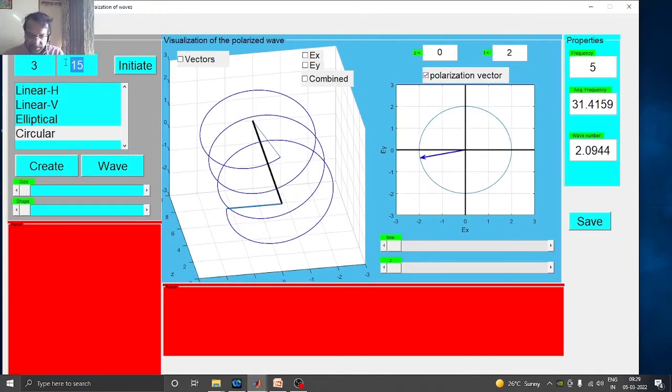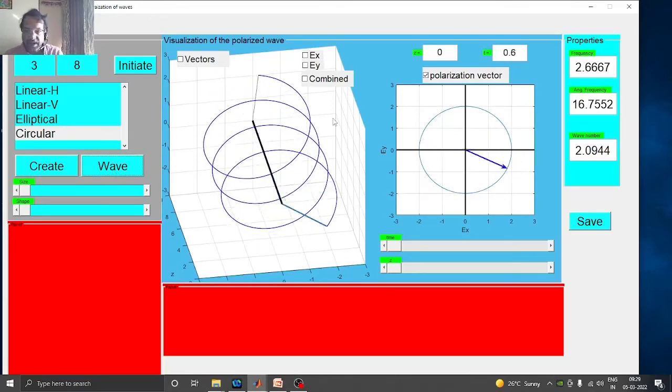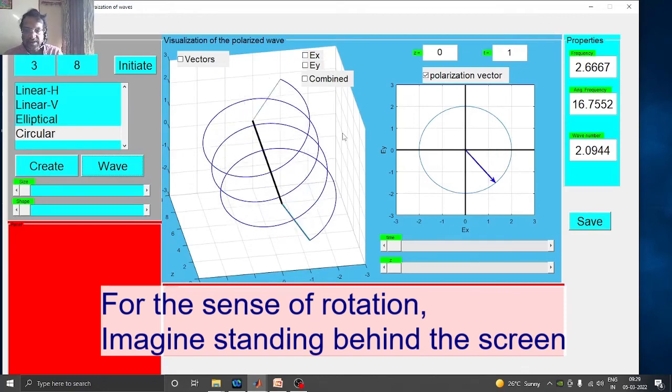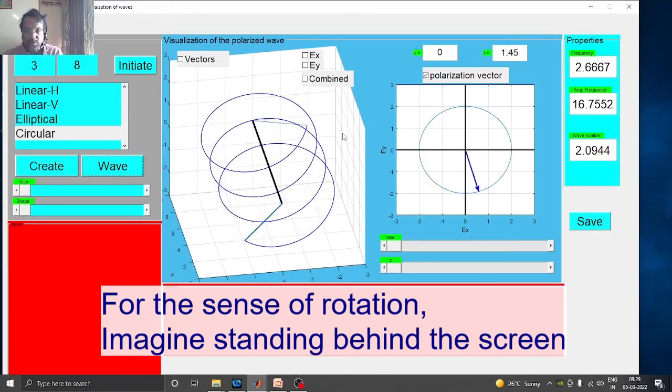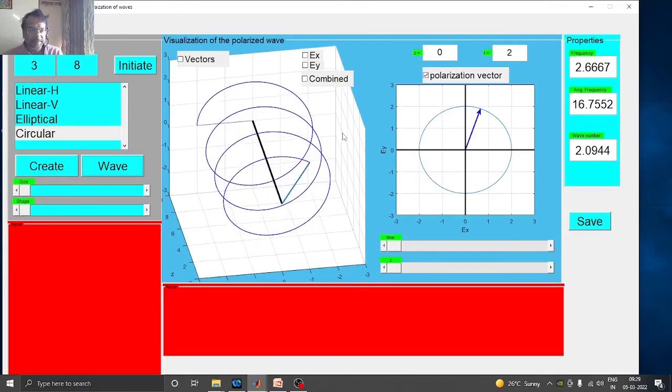Let's decrease the speed. And you can see the arrow goes in anti-clockwise direction. So that is how two kinds of circular polarization come into picture, right and left.